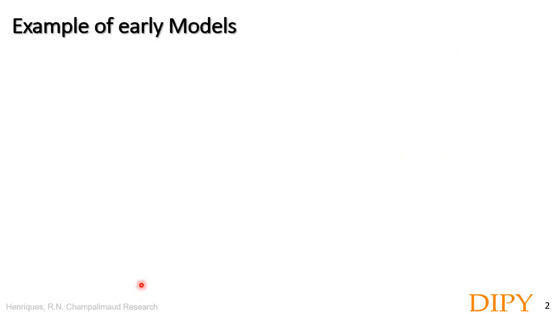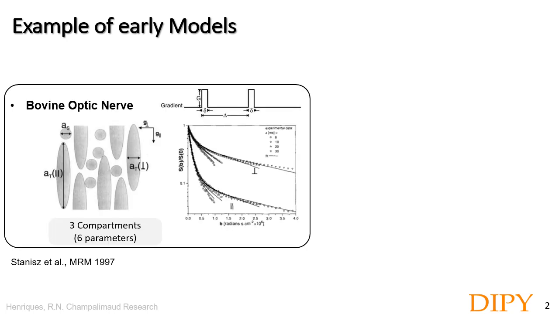To have an idea how microstructure modeling works, in this slide I'm showing early microstructure models used in the literature. This includes the Stanisz model to characterize bovine optic nerve by representing it with three compartments: spherical compartments to represent glia, ellipsoids to represent neurons, and extracellular space. This model contains only three compartments. However, to be properly fitted, you can note that Stanisz uses an extensive number of acquisitions from two gradient directions, a large number of gradient intensities, and different diffusion times.